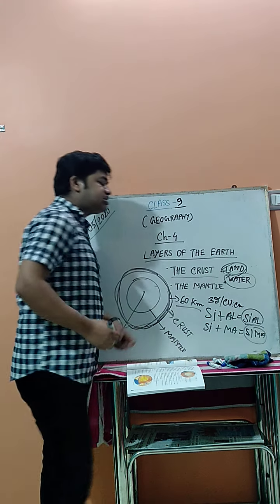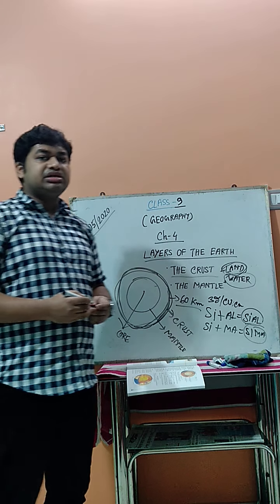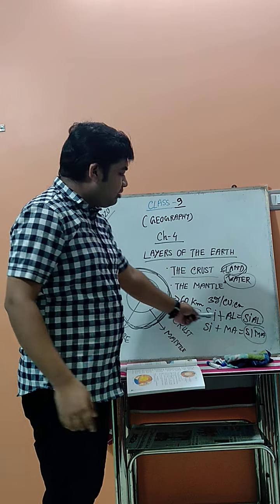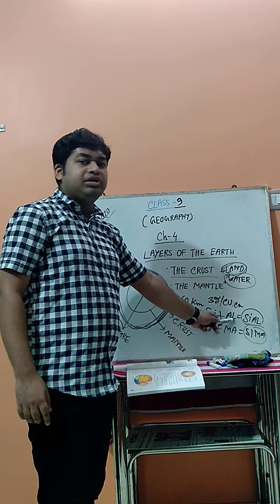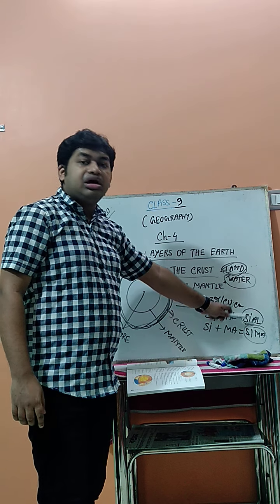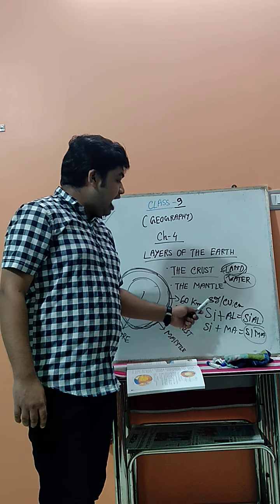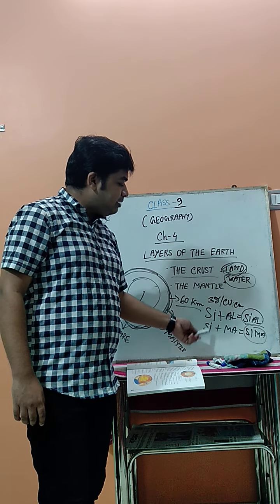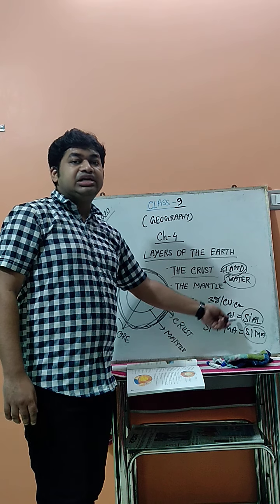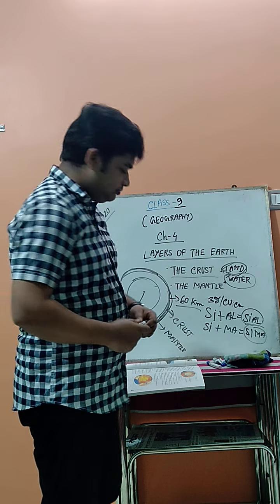So what are Sial and SIMA? Our continental crust is made up of silica and aluminium. That is why it is known as Sial. And our oceanic crust is made of silica and magnesium. That is why it is named SIMA.